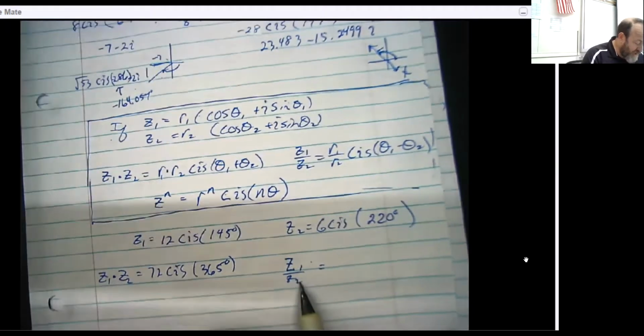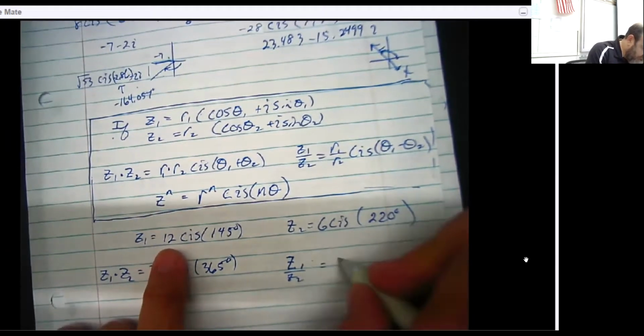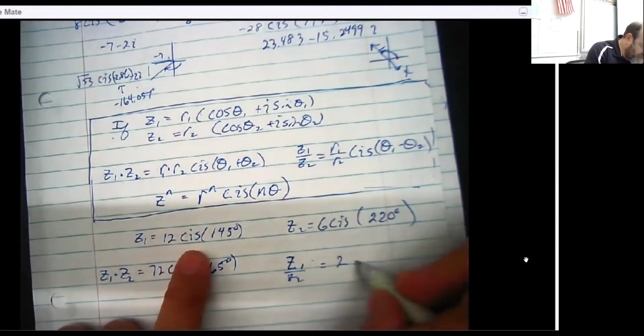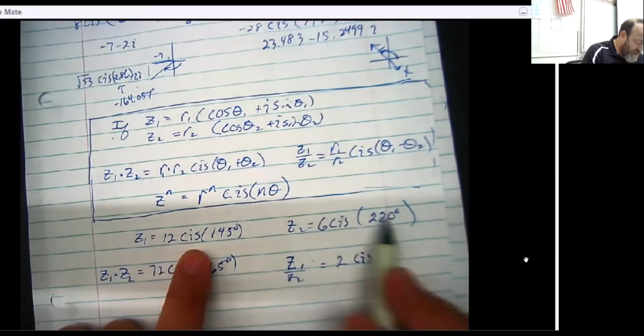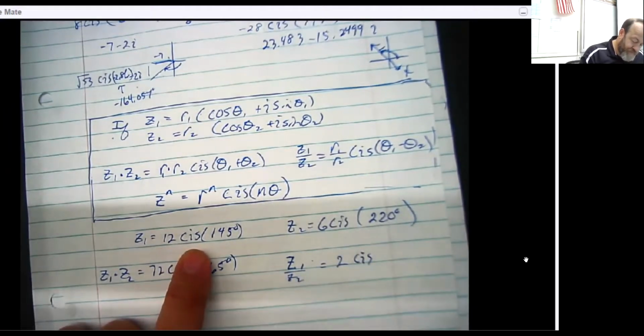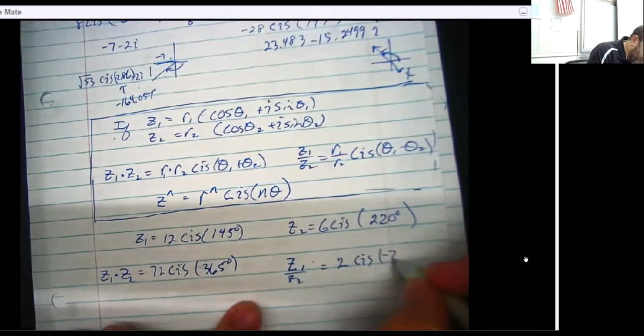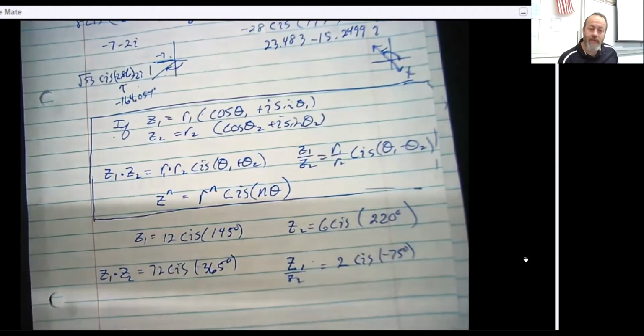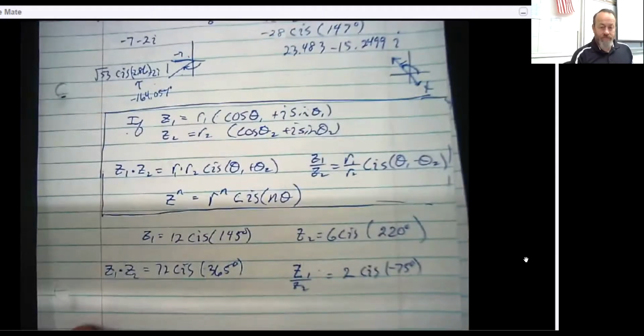Over here, if we're dividing, I just divide the modulus. That's 12 divided by 6. And then I subtract the angles. 145 minus 220. I don't know why I'm using my calculator on that, but I'm not trusting myself. It's kind of early in the morning right now, so I'm feeling a little tired. So there we go. That's our story.